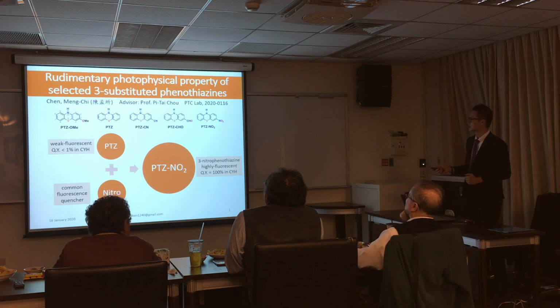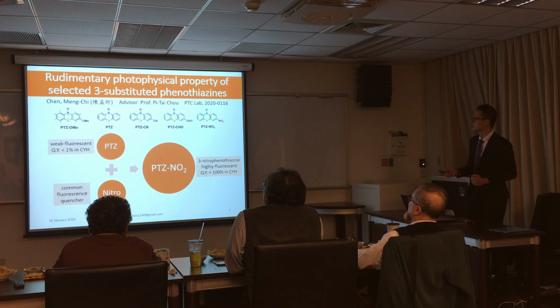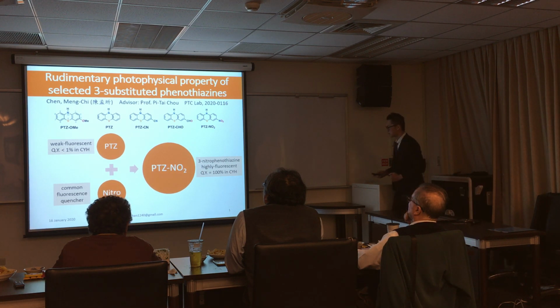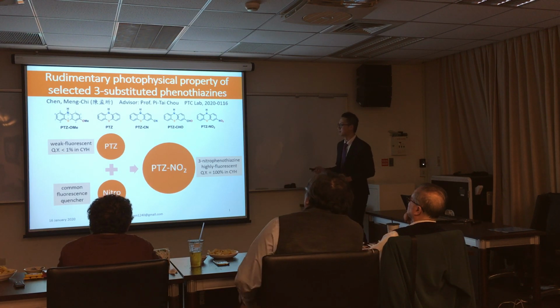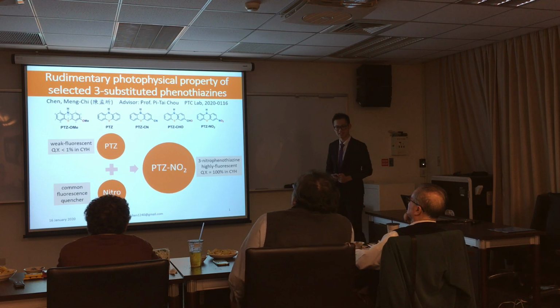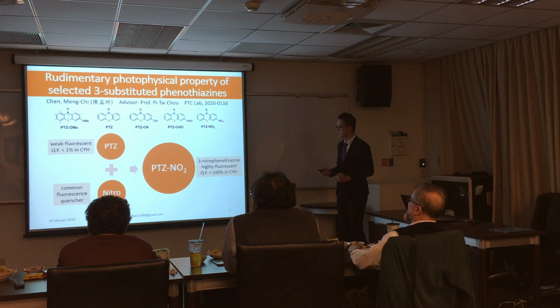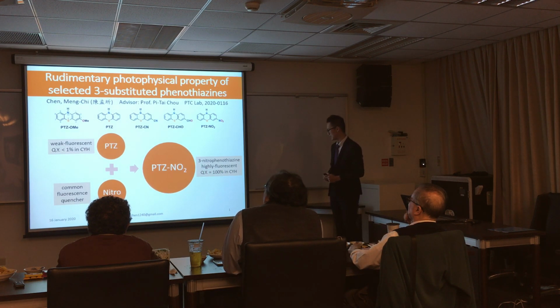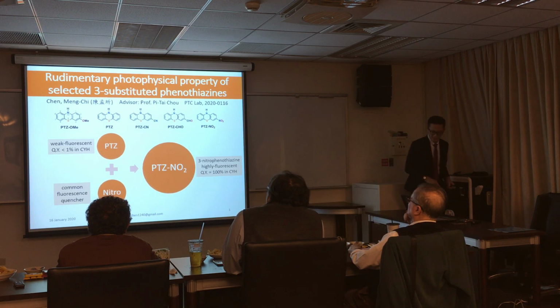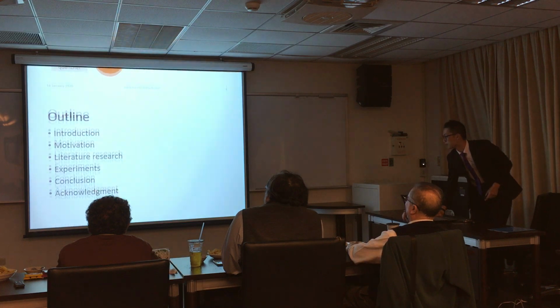My master research is about looking for an answer. We will try to find an answer: phenothiazine itself is a weak fluorescent compound with a quantum yield of less than 1% in cyclohexane, and the nitro group is a commonly known fluorescence quencher. By combining these two ideas, we have 3-nitrophenothiazine. Interestingly, it's highly fluorescent, with a quantum yield of 100% in cyclohexane. So we're trying to find answers on the journey of this topic.